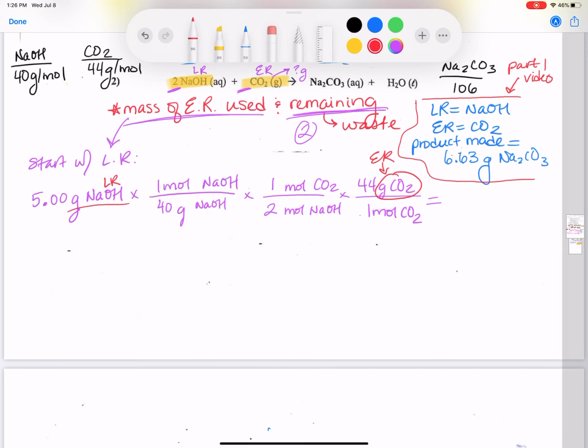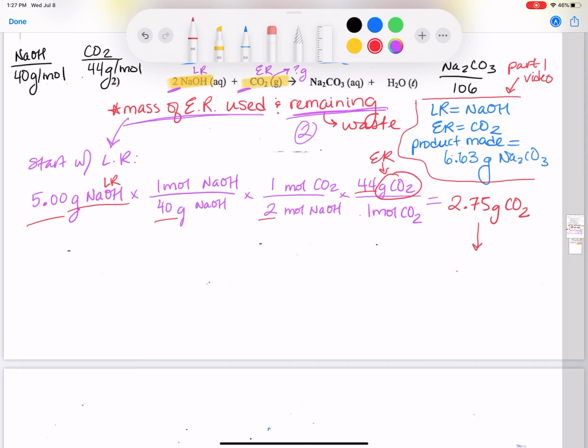And so once I put all this into the calculator, my calculator gives me a really long decimal value. Never mind, it doesn't. So that's going to end up equaling 2.75 grams of CO2. That's what my calculator says. So remember, I just put in 5 divided by 40 divided by 2 times 44. And I get 2.75. So this right here now, I want to turn into a sig fig answer.